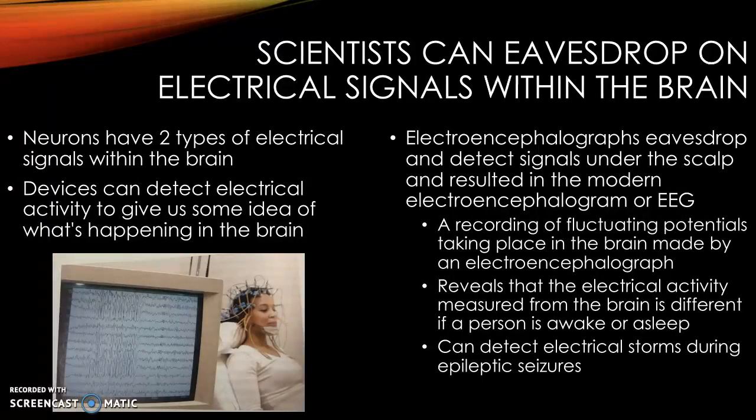Scientists can eavesdrop on electrical signals within the brain. Neurons have two types of electrical signals. The first is tiny fluctuations in voltage around synapses when neurotransmitters bind to receptors, and if enough of these voltage changes reach the axon, the second is action potentials that carry information from the neuron's cell body to its axon tips. Devices can detect electrical activity to give us some idea of what's happening in the brain.